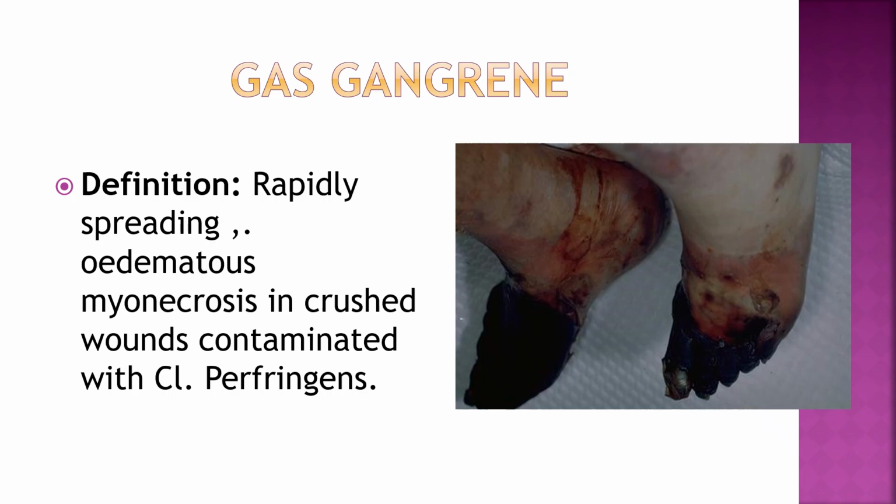Then we'll see now about gas gangrene. So what is gas gangrene? It is rapidly spreading edematous myonecrosis in crushed wounds contaminated with Clostridium perfringens. And here you can see in this photo the blackening of some part of the foot of both legs. So that is gangrene.